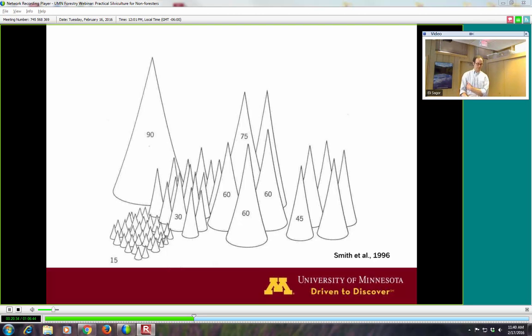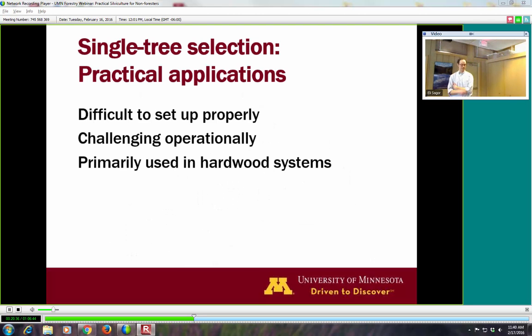I could go into a bit more detail, but I just want to convey the basics here. So what about practical applications of the single tree selection system? It can be really time-consuming to set it up properly. The process of inventorying and marking timber under this system can be extremely complex, especially if you really try to adhere closely to the letter of the system. It can be really challenging operationally. The logger would continually be trying to move around established regeneration, trees of a variety of sizes, to get to just a tree here and a tree there. So relatively high harvest cost and complexity.